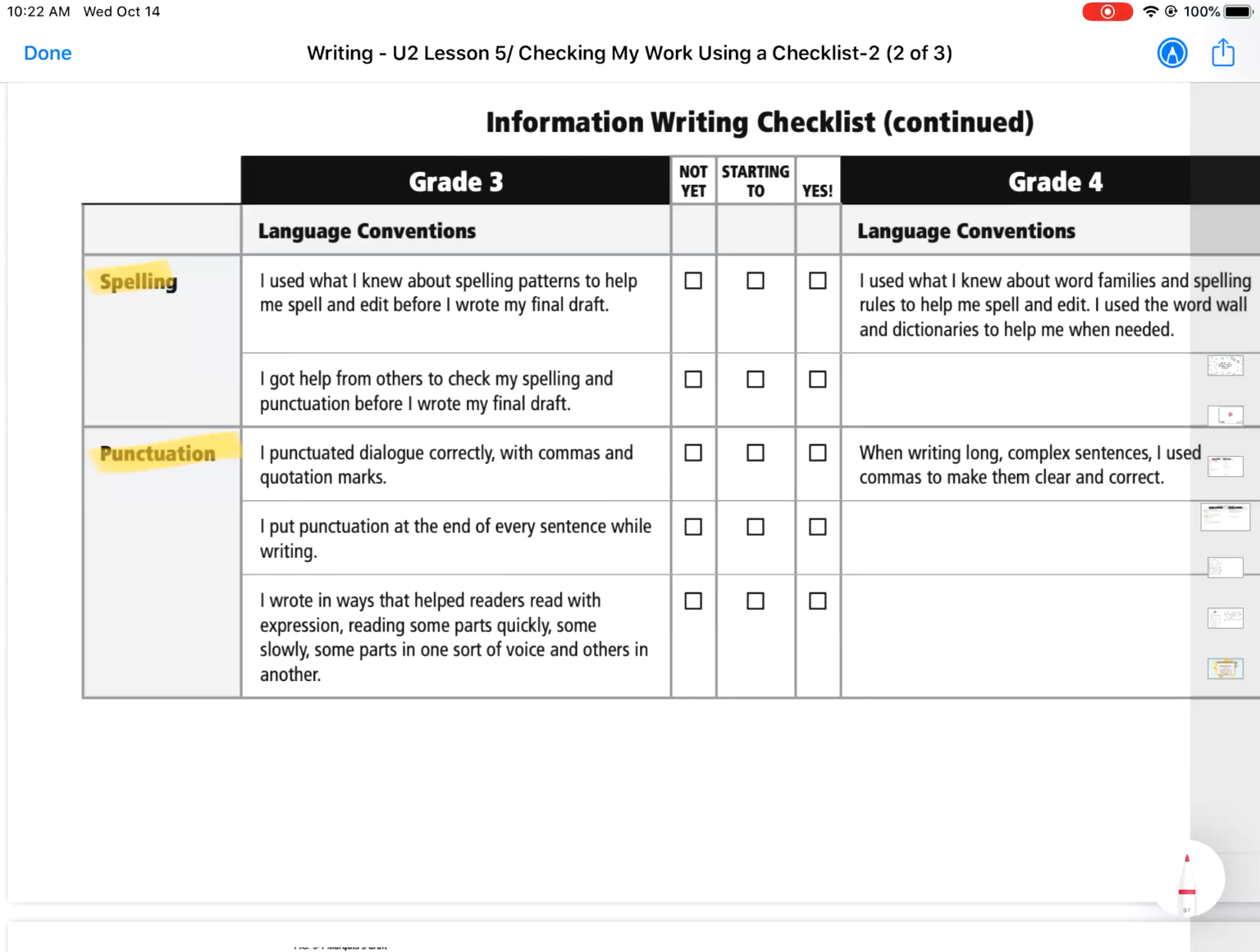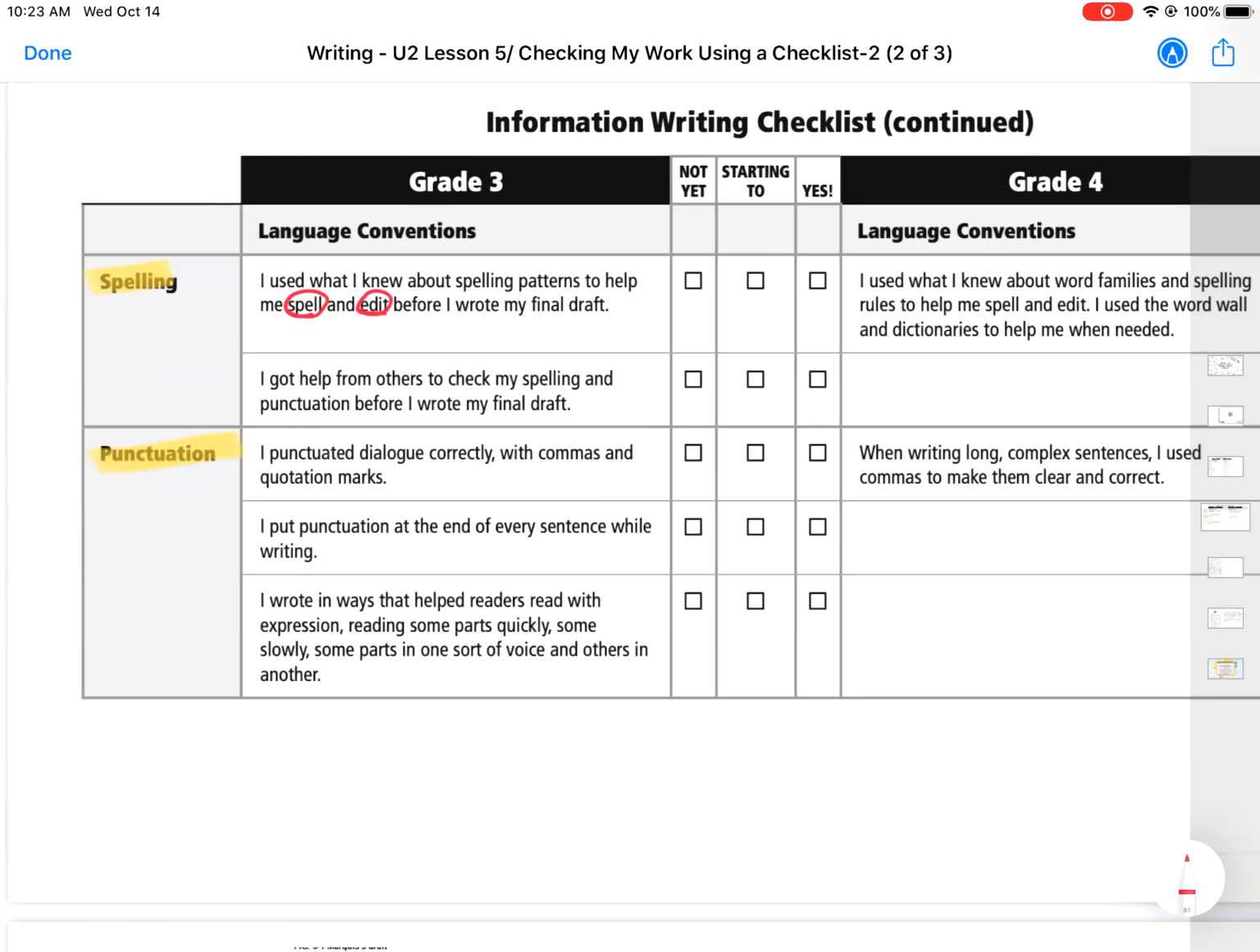And when you move on to the next checklist, it's asking whether you have used the correct spelling and if you have read it multiple times and edited before you do your final draft. So, editing and spelling check. I got help from others to check my spelling and punctuation before I wrote my final draft. So later we're going to have some small groups to go over and maybe share each other's information writing. That way you can get a better spelling check by your peers.